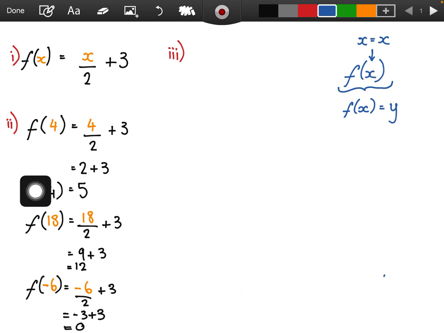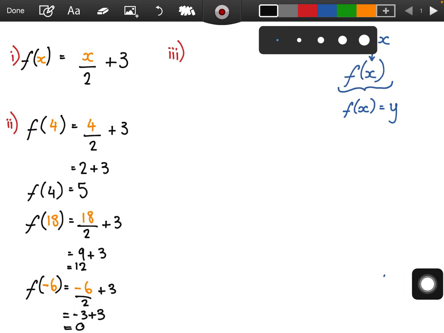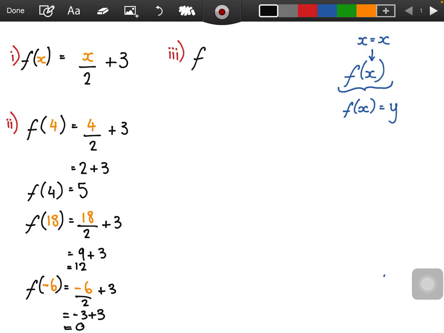Okay, so over here, if I was to draw this as a point, x is 4, y is 5. x is 18, y is 12. x is minus 6, y is 0. Okay, so in this next one, I am going to be asked, what do I have when f of x is equal to 9? Okay, so what they're telling me there is, I don't know the x coordinate, but I know that the y coordinate is 9.